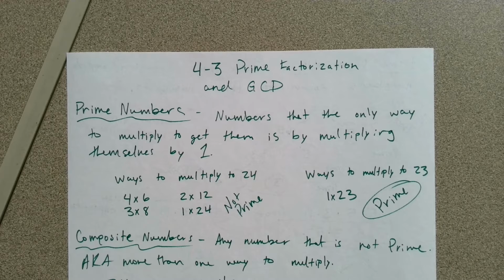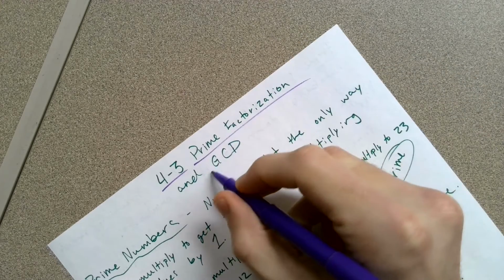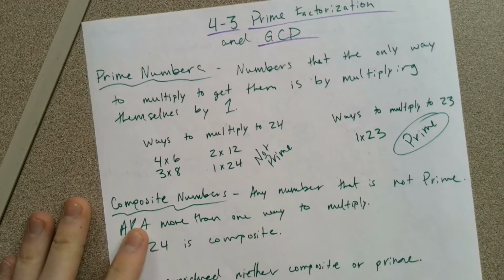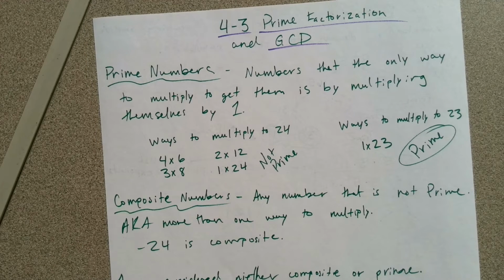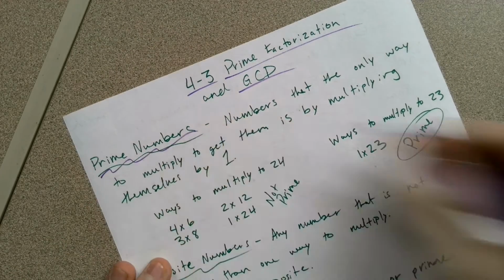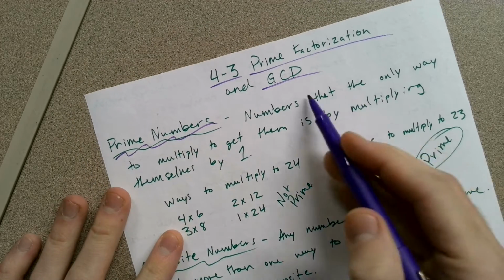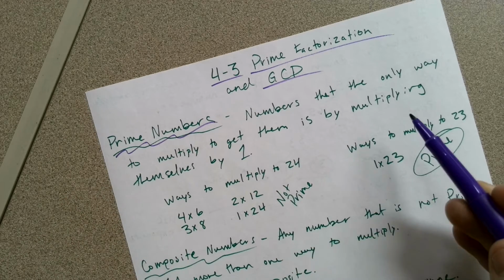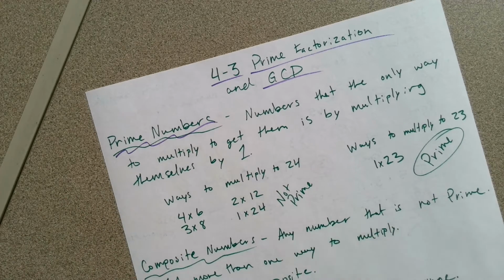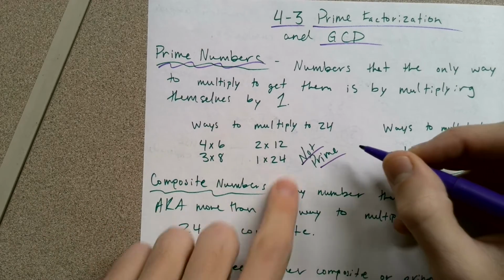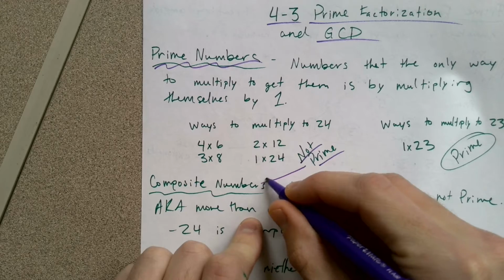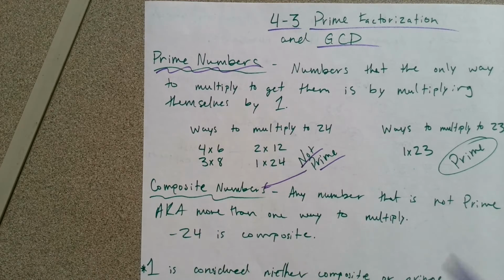We are on to lesson 4.3 today, working on some prime factorization and greatest common divisor. Greatest common divisor. All right, so first thing we need to talk about is prime numbers today. A prime number, maybe something you've heard before, is a number where the only way to multiply to get it is to multiply it by itself and 1. For an example of a not prime number, which has a different word, if you want to sneak ahead, it's actually called a composite. We'll talk about that in a second.